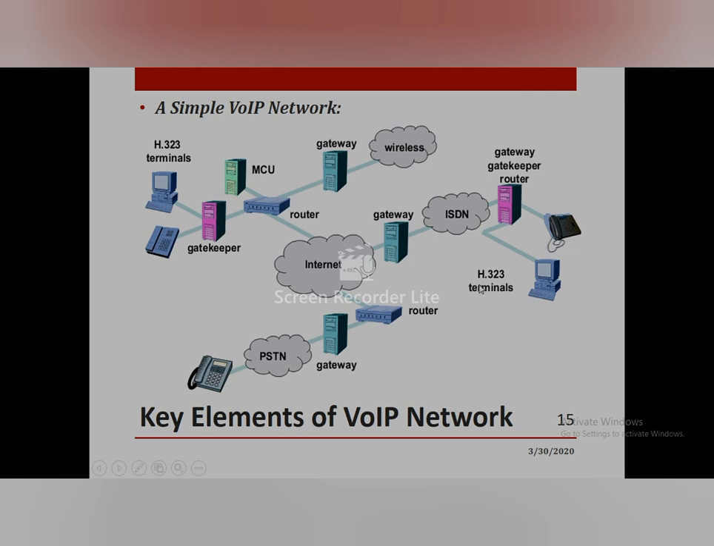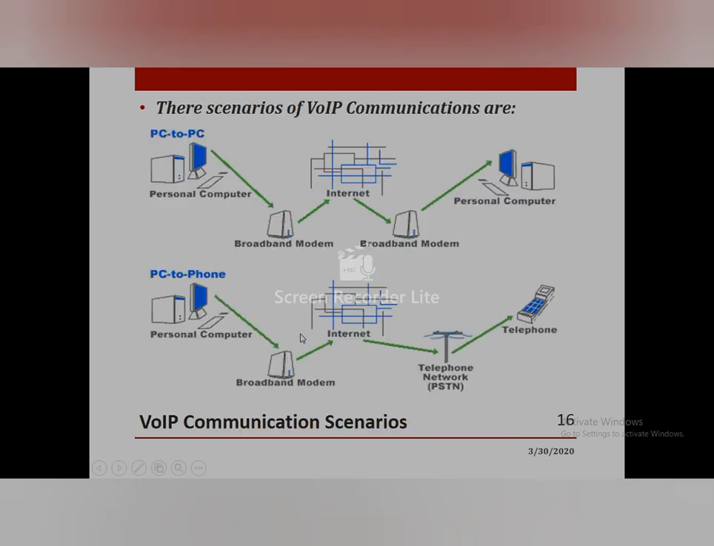That means here is a traditional telephone line, here is an internet enabled telephone line, and here are internet enabled computers or workstations. If we connect this line here, all three can connect through the internet by using the VoIP network. The scenarios of VoIP communications start with PC to PC.